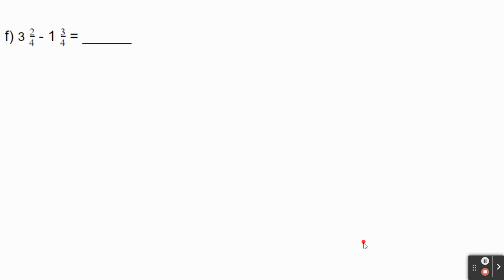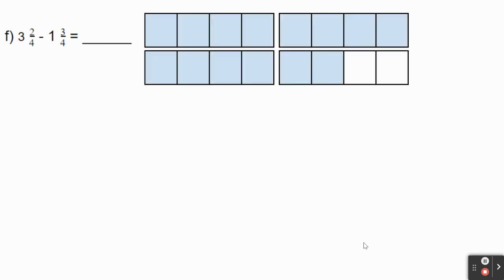Here's our last problem. We have 3 and 2/4 minus 1 and 3/4. So let's first represent this as visual models. 3 wholes and 2/4 shaded of another whole. If we started by subtracting the fractions, we have 2/4 minus 3/4. All right, so we can't do 2 minus 3 as is.